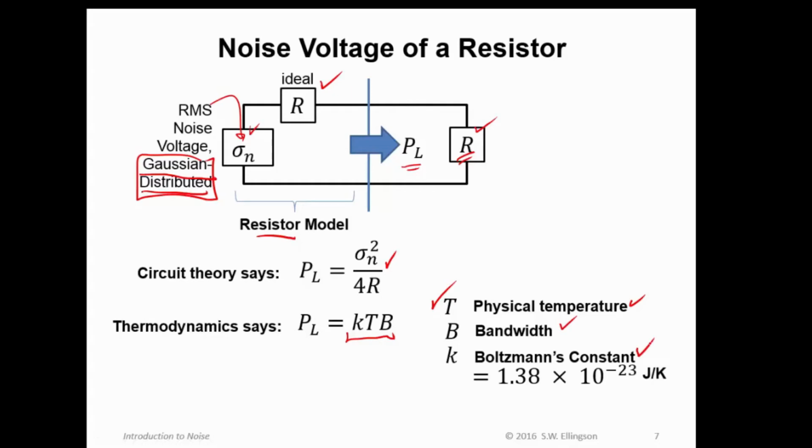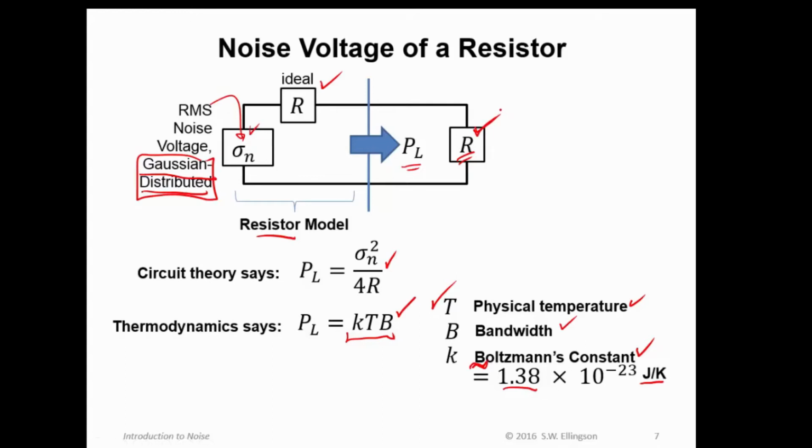Boltzmann's constant lets us convert this physical temperature into a unit of energy. So the constant is simply 1.38, and I should point out this is approximate. This is 3 significant figures here. 1.38 times 10 to the minus 23rd joules per Kelvin. Joule being a unit of energy, K or Kelvin being a unit of temperature. So Boltzmann's constant is 1.38 times 10 to the minus 23rd joules per Kelvin. And this is what thermodynamics tells us the power delivered to that load resistor over here should be.